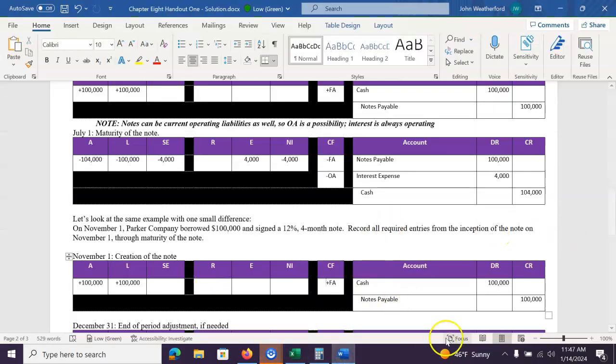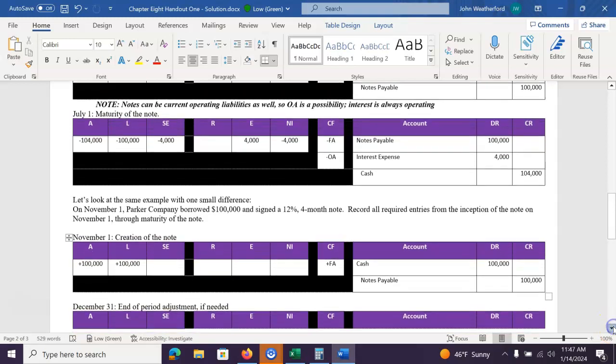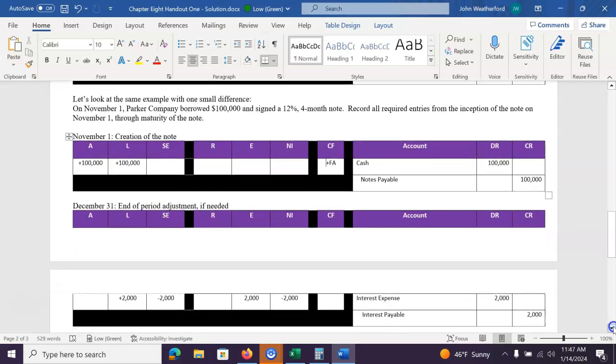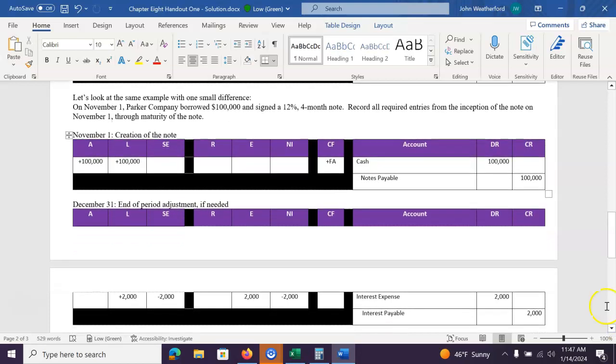Okay, so what we'll do here on December 31, we're going to debit interest expense. That gets the expense on the books in the proper period. We haven't paid it yet. If we had, we'd credit cash. But instead, that creates a current liability for us, interest payable. So we debit interest expense for $2,000 and credit interest payable for $2,000. That gets the expense on the income statement in the proper period, and it shows that interest payable as one of our current liabilities on the balance sheet at year end.